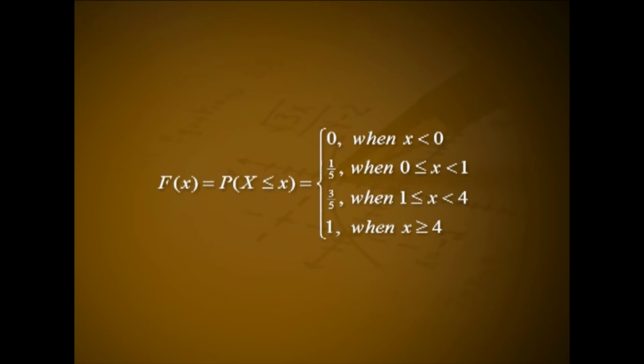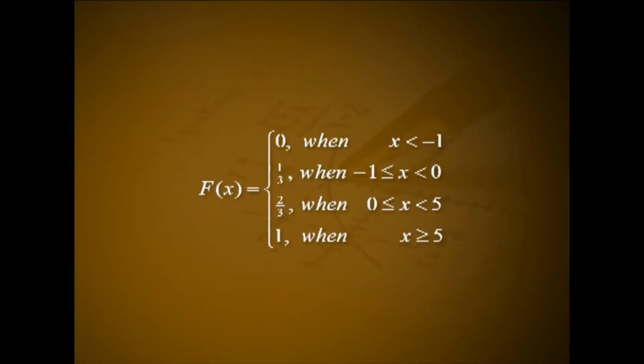The next possible value of X is 4 with a probability 2/5. Then P(X ≤ x) = 1 when x ≥ 4. Now, the distribution function F(x) = P(X ≤ x) is 0 when x < 0, 1/5 when 0 ≤ x < 1, 3/5 when 1 ≤ x < 4, and 1 when x ≥ 4.